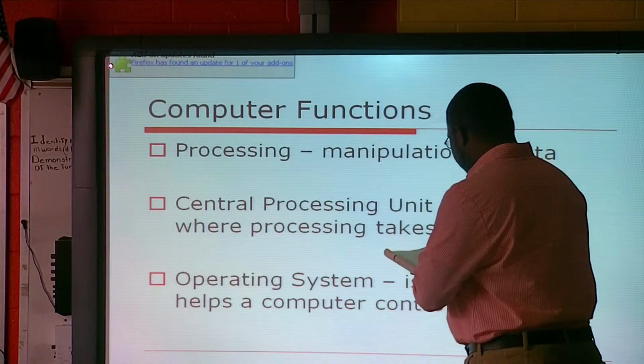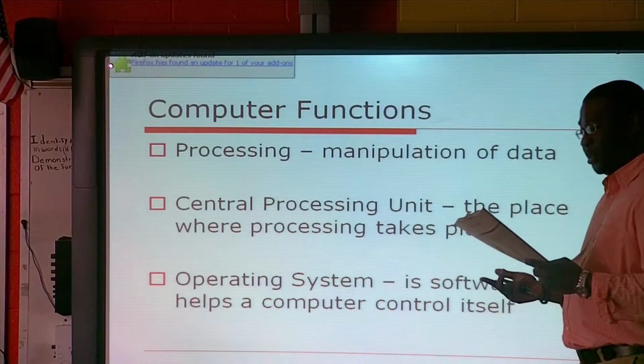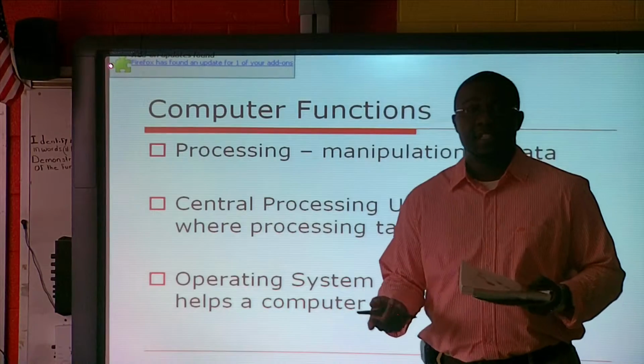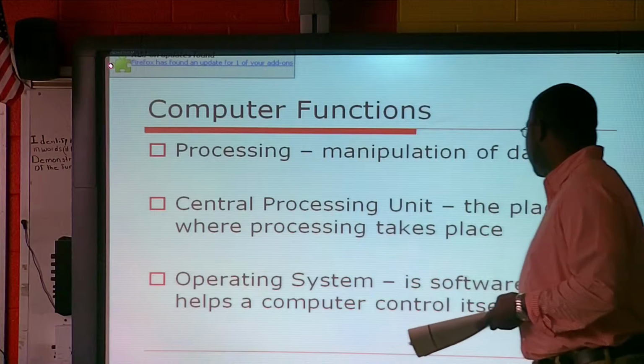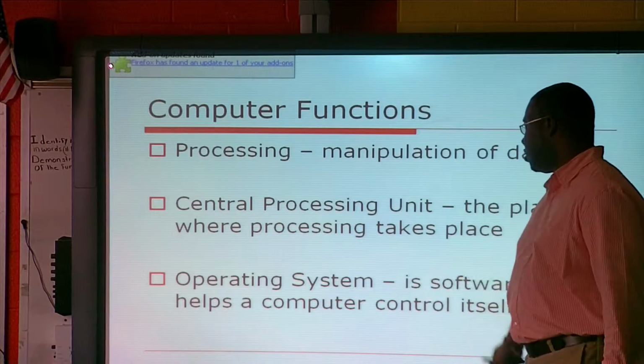The operating system is software that helps a computer control itself to operate efficiently and keep track of data. Basically, what we have is the same thing. It's software that helps the computer control itself.